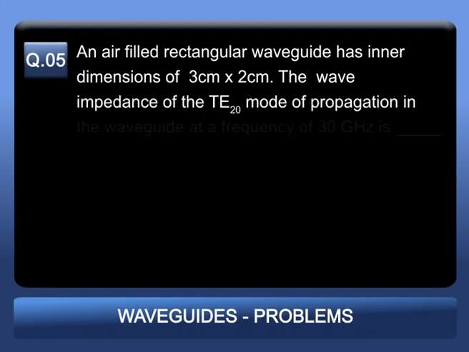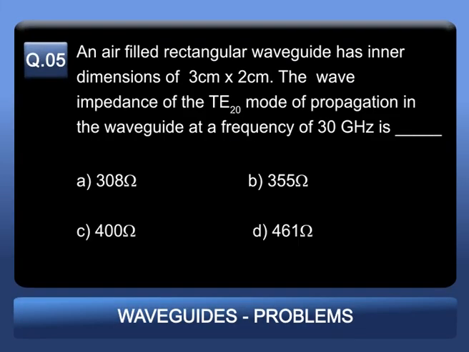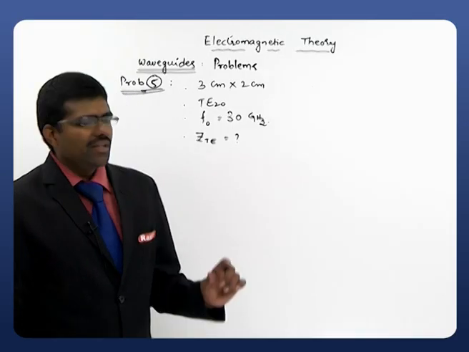Problem 5. An air-filled rectangular waveguide has inner dimensions of 3 cm by 2 cm. The wave impedance of TE20 mode of propagation in the waveguide at a frequency of 30 GHz is option A 308 ohms, option B 355 ohms, option C 400 ohms, and option D 461 ohms. Now observe the given data.